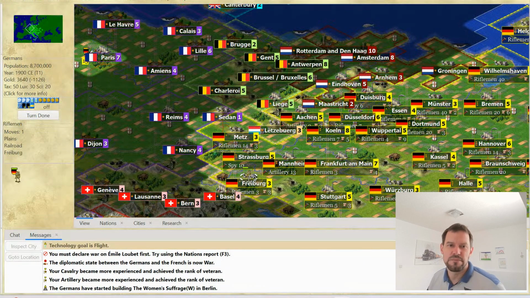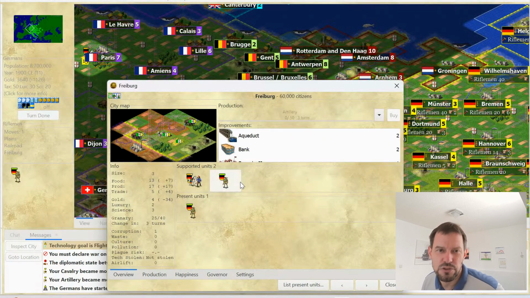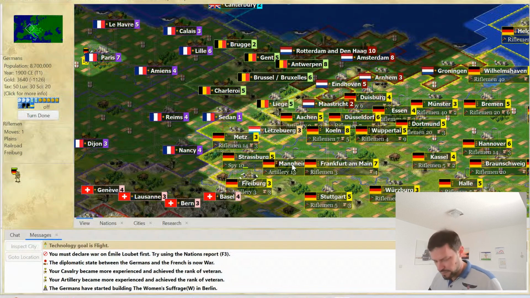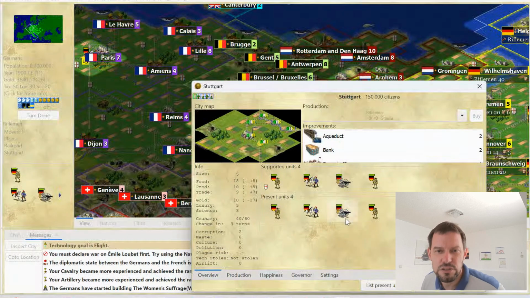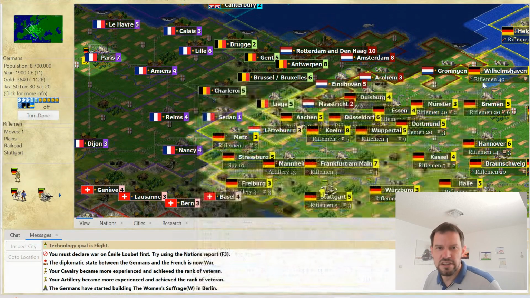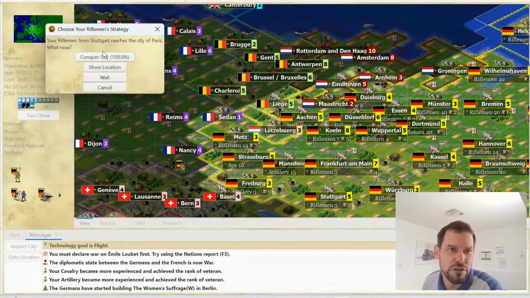But this one rifleman I will keep here, because it's the last man standing, the last man present in Freiburg. I tell Freiburg, hey, in the future, please produce artillery. I try to sell the aqueduct, but it doesn't work. And I fortify that guy. And in Stuttgart, I don't use a good attacking unit, because I can attack Paris now with any unit because there's no more defense. So here I have a rifleman which I will throw into Paris. And now it asks me, shall I conquer the city? And the probability of success is 100%.